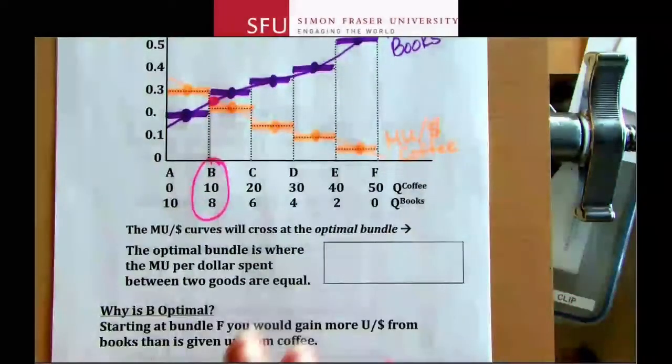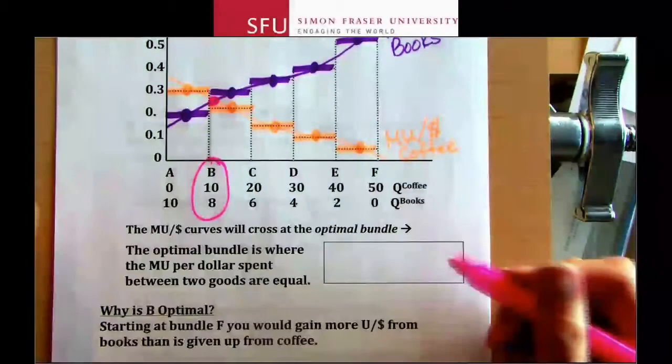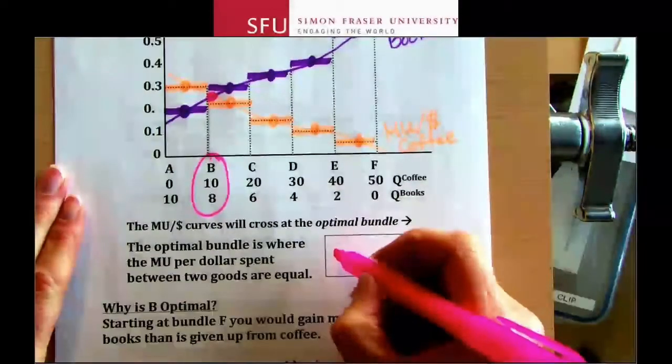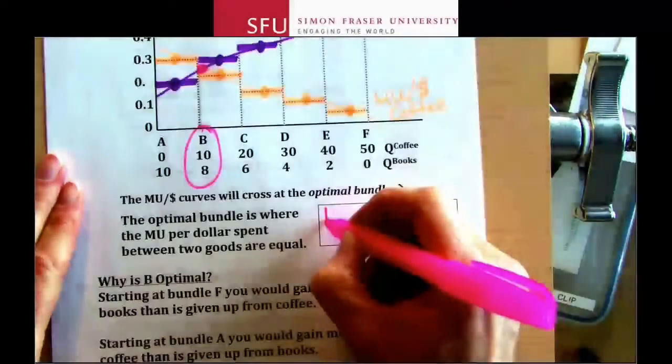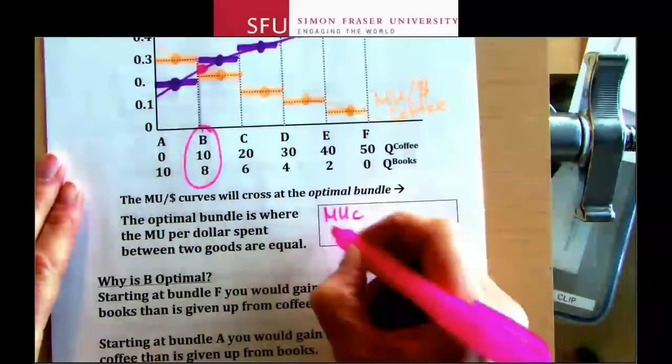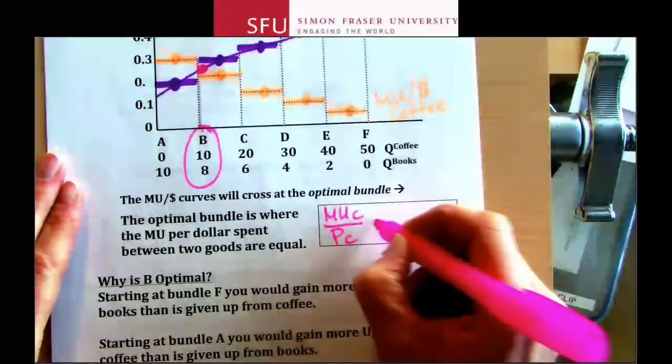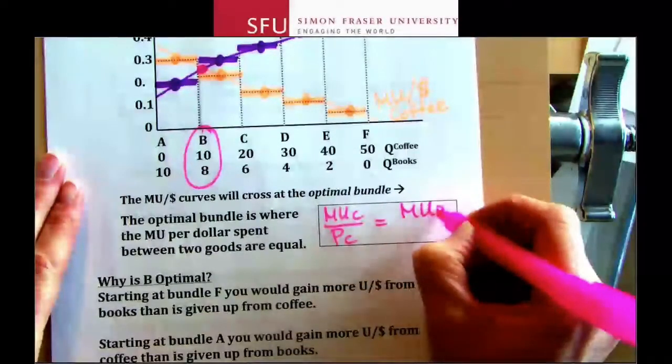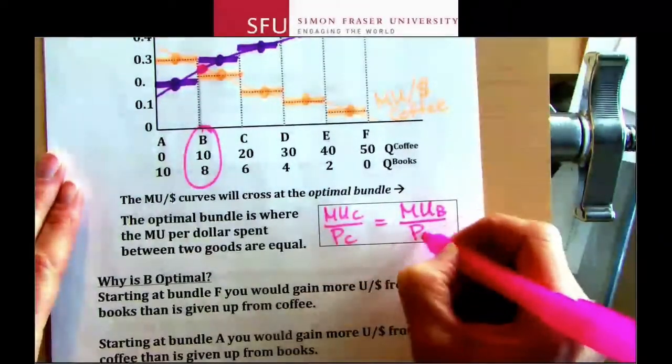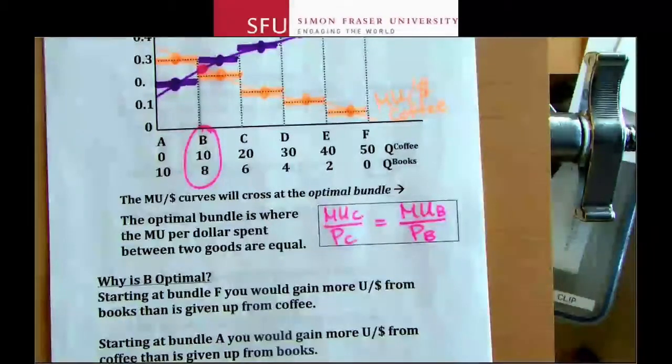So at that best bundle, the consumer is getting the same utility per dollar for both goods. So the marginal utility for coffee relative to the price of coffee is equal to the marginal utility for books relative to the price of books. And that's an equilibrium because if it weren't, if you were going to get more utility per dollar from one of the goods, then you wouldn't want to be at that bundle. You'd want to move and get more of one of the goods, right? But if you're happy there, that means you're getting about the same utility per dollar from both of them.